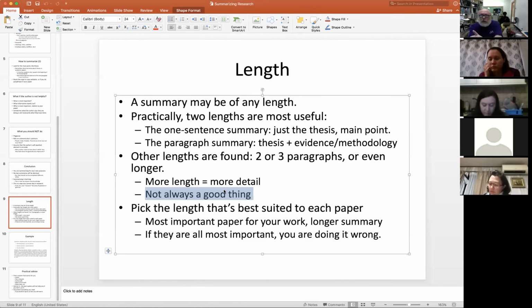Now, however, the risk there is that you're going to say, oh, this is important, this is super important, oh, this is really important, and this one here is also super important. And if they all are beginning to be important, then you're doing it wrong. Not everything is equally important in every paper. So if you find yourself accumulating super important papers, you need to say, wait, I may not be getting this, because that's not the way it should be.